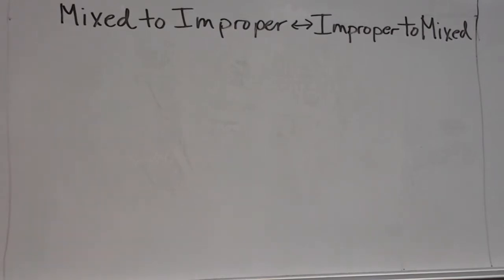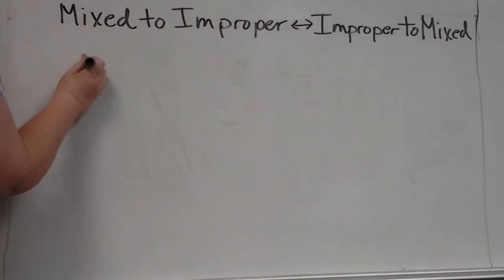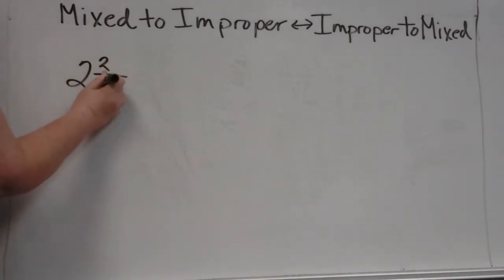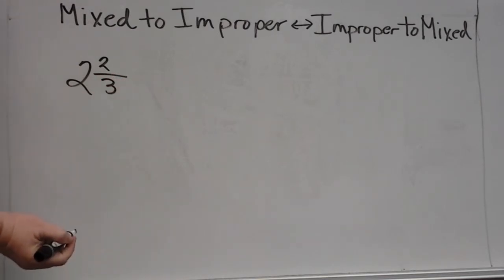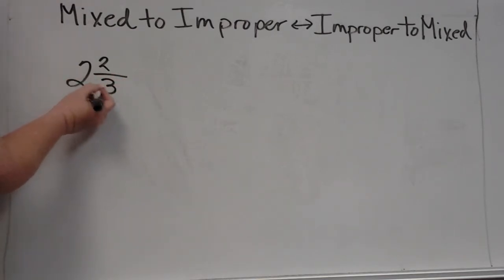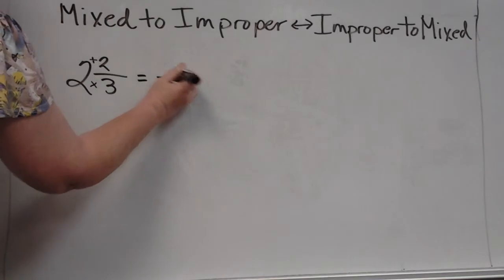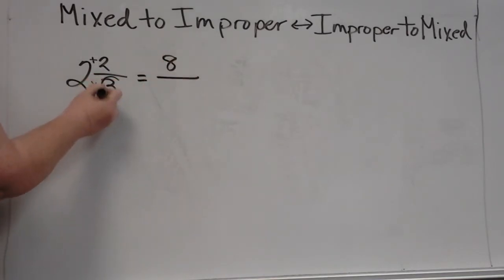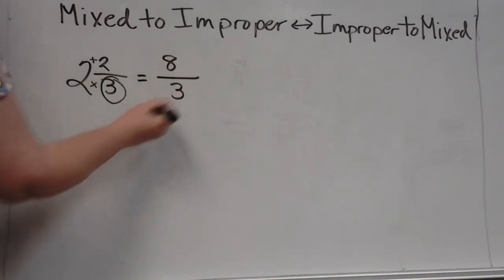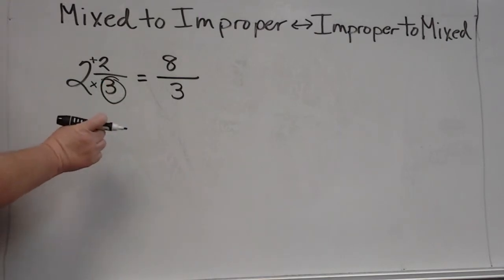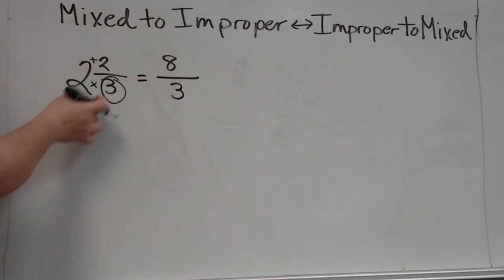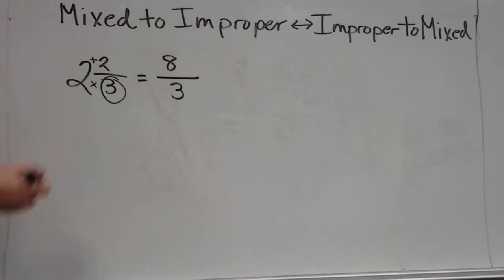Okay, changing from mixed numbers to improper and improper to mixed. So if you have a mixed number, 2 and 2/3, to change it to an improper fraction, you go 2 times 3 plus 2. 2 times 3 is 6, plus 2 is 8. That number goes on top. This number never changes. That's the number of parts, right? That doesn't change. 8/3. Okay?